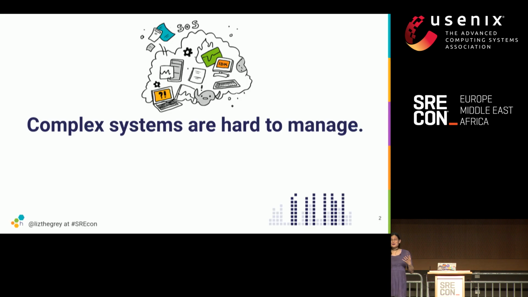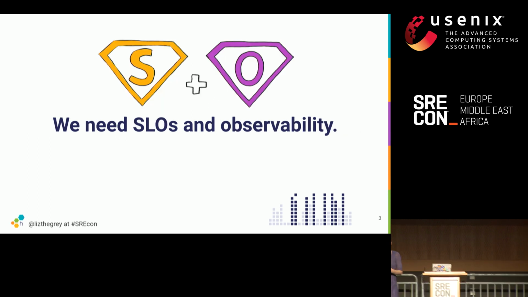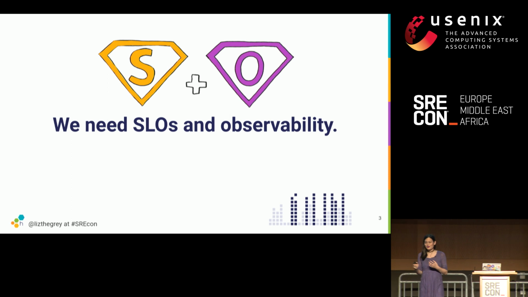So today we have a bunch of systems that are increasingly complex and harder to manage. That's kind of why we all have jobs as SREs. If our jobs were simple, then computers would be doing them already for us. But there's a slight challenge, which is that in order to manage our complex systems, we need to have service level objectives and we need to have observability into our systems to understand how are our systems working, how can we repair them, how can we make them better.